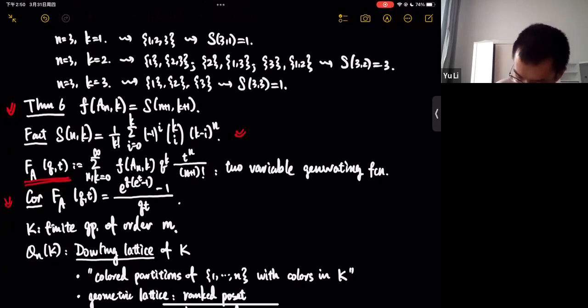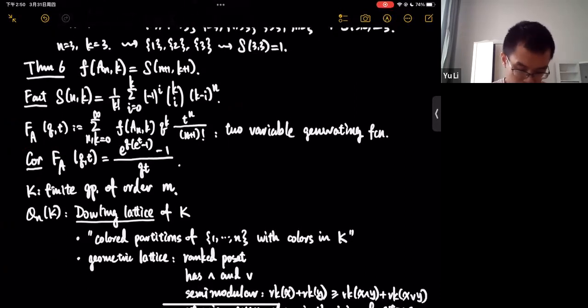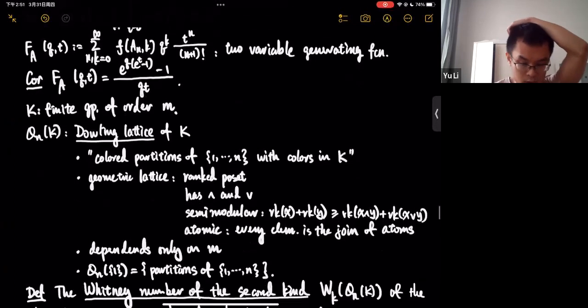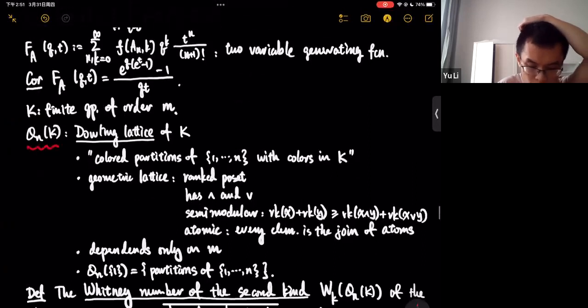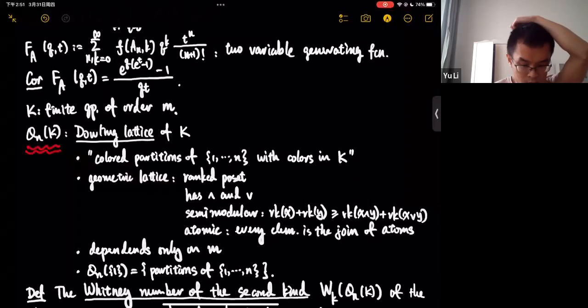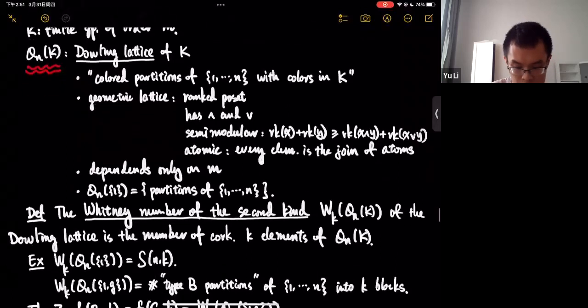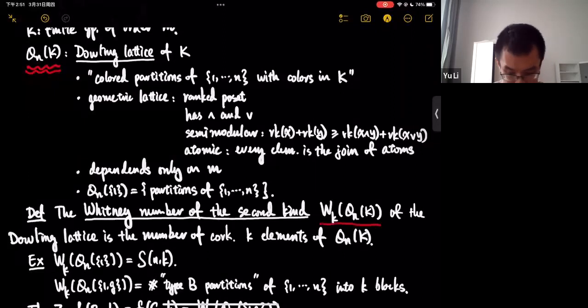Okay, and then in other classical types, I can play the same game. It's just that the combinatorics becomes a lot more difficult. For example, in types B and C, I need to consider the so-called Dowling lattice associated to a finite group K. I won't go through the definition of the Dowling lattice. I'll just say that associated to the Dowling lattice, there are the Whitney numbers of the second kind, here denoted by W sub K.